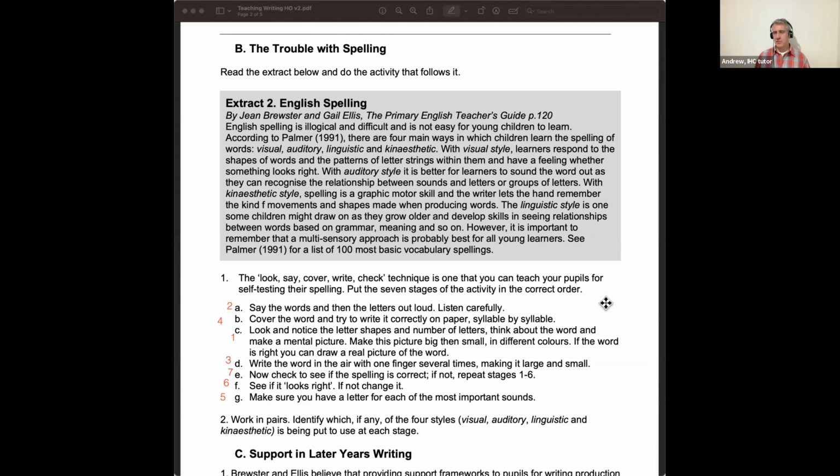All right, well, that might work for them, but you've got to remember that sometimes it doesn't work for them. And maybe it's because they're not aware that they could be using a different sensory style. So get them to experiment with different sensory styles that they may not be aware of. So let's go through these again and determine which, if any, of the four styles are being put to use at each stage. So number one, what do you think that is? Is it visual, auditory, linguistic, or kinesthetic?